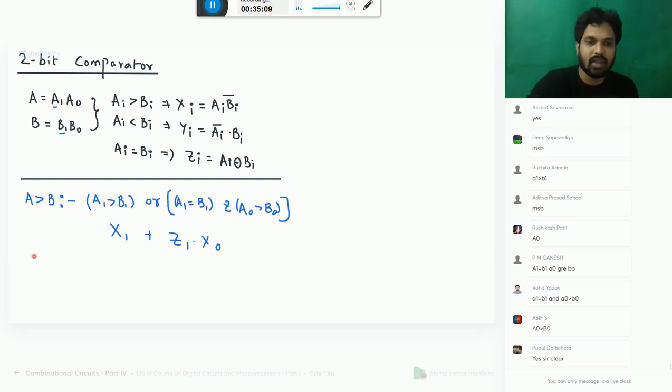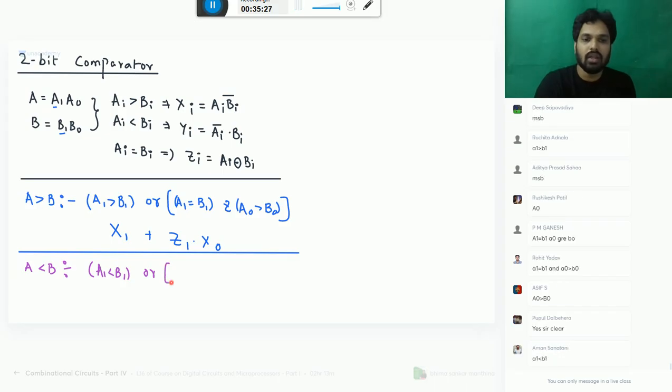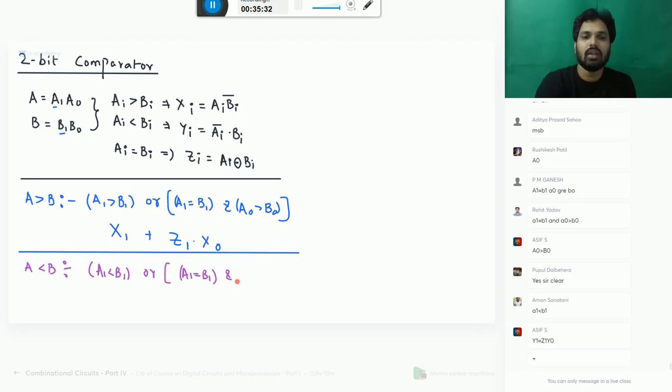Similarly, can you tell me what is the A less than B condition? Reverse. In place of greater, you keep less. Simple. A1 should be less than B1, or A1 equal to B1 and A0 less than B0. That is Y1 or Z1 into Y0.